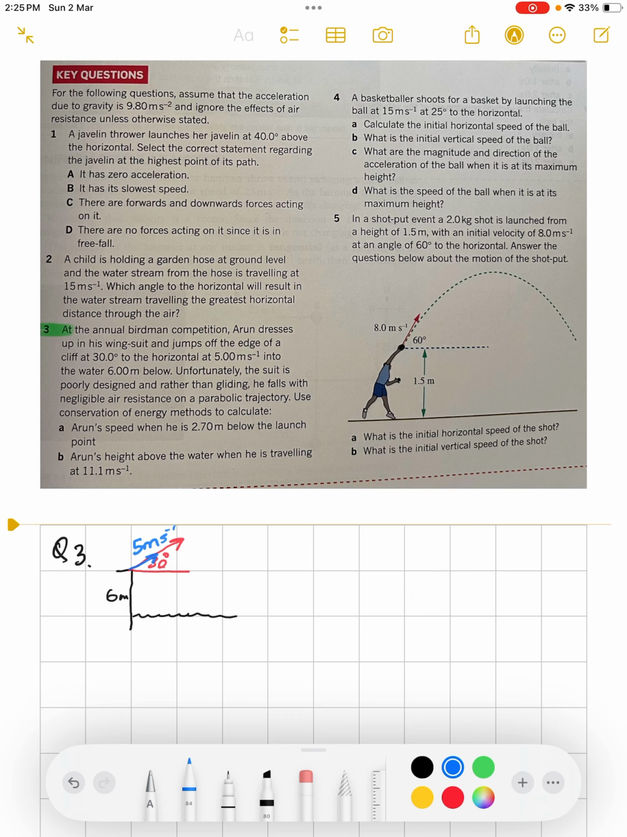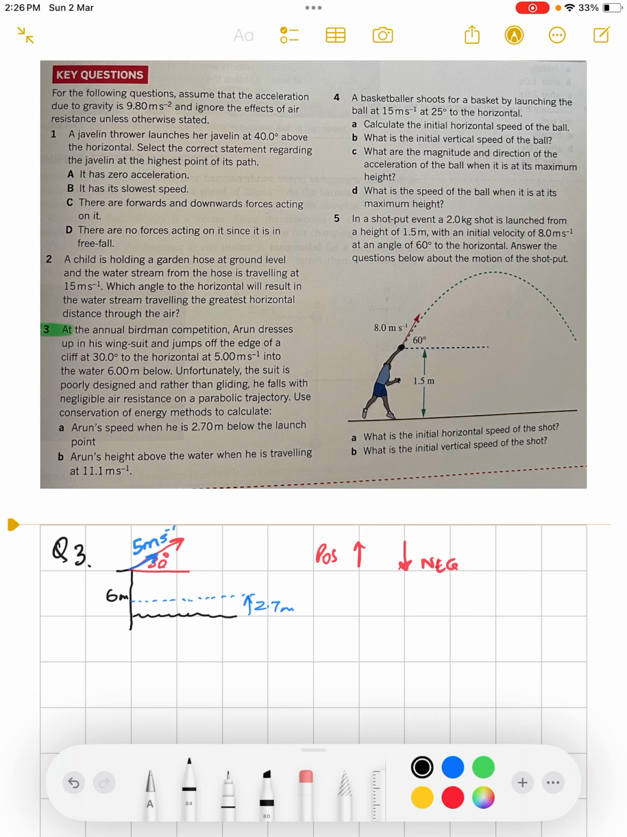Unfortunately, the suit is designed poorly, and rather than gliding, he falls with negligible air resistance on a parabolic trajectory. Use conservation of energy methods to calculate Arun's speed when he is 2.7 meters above the water level. So we've got 2.7 meters above the water level. Okay, well let's call down negative, and let's call up positive. That way all of our measurements are in a vertical.